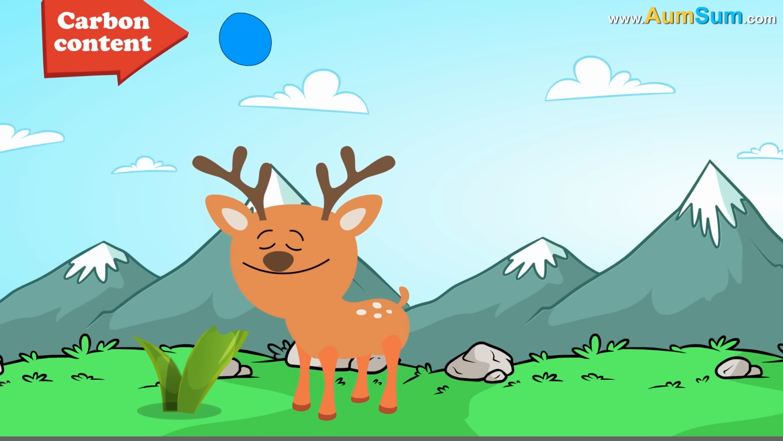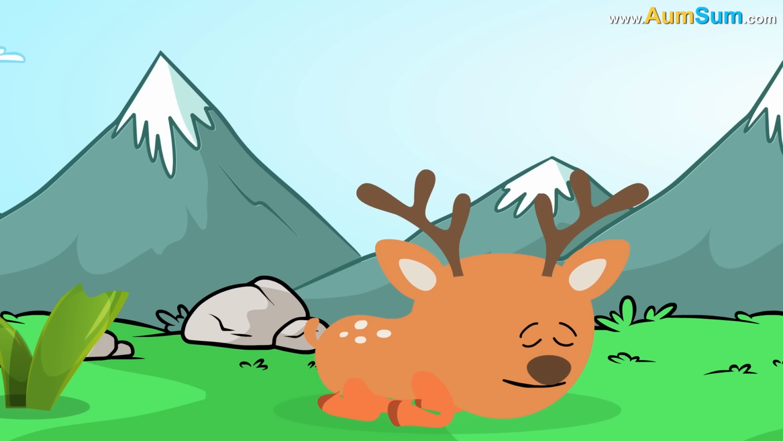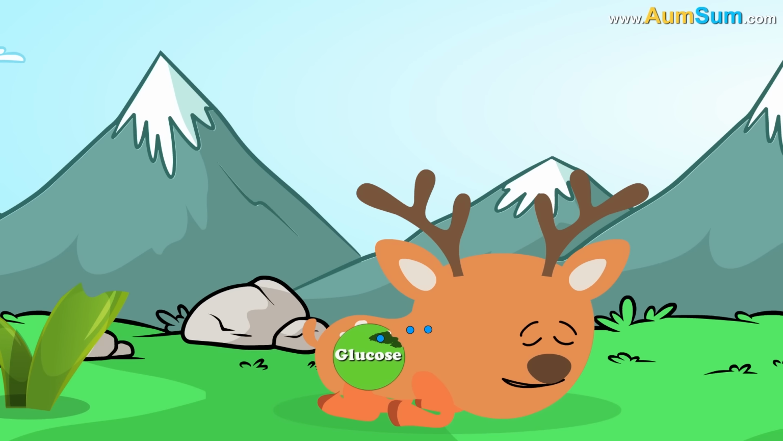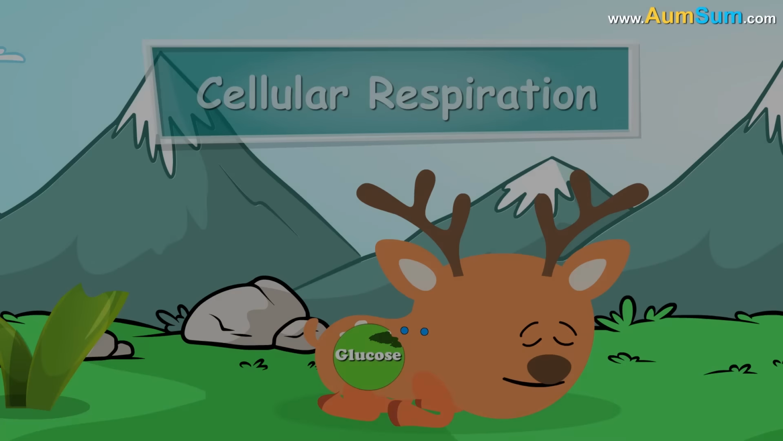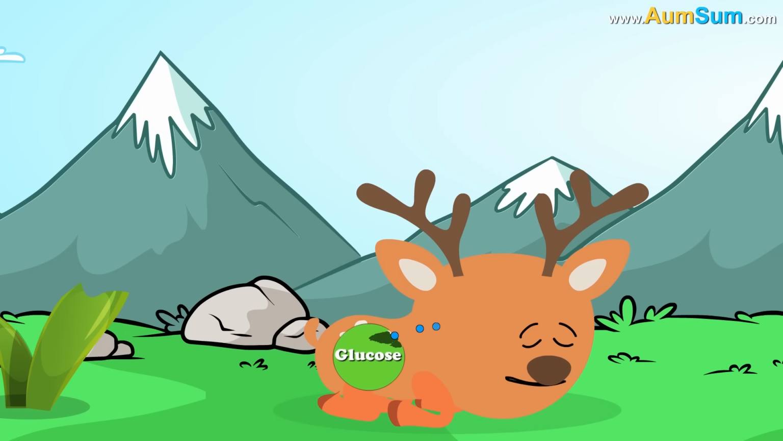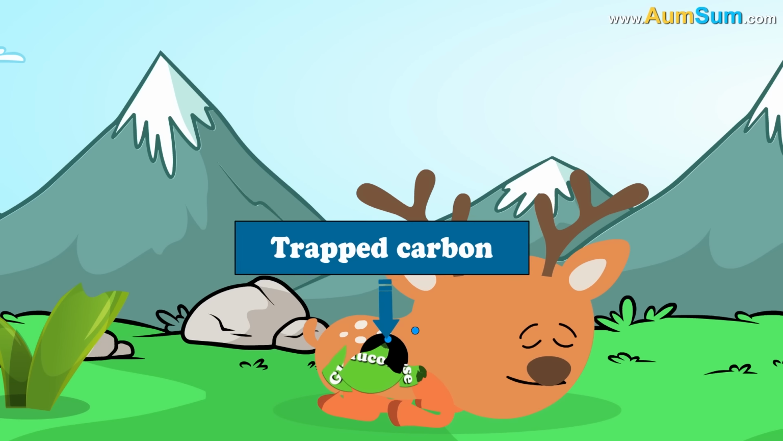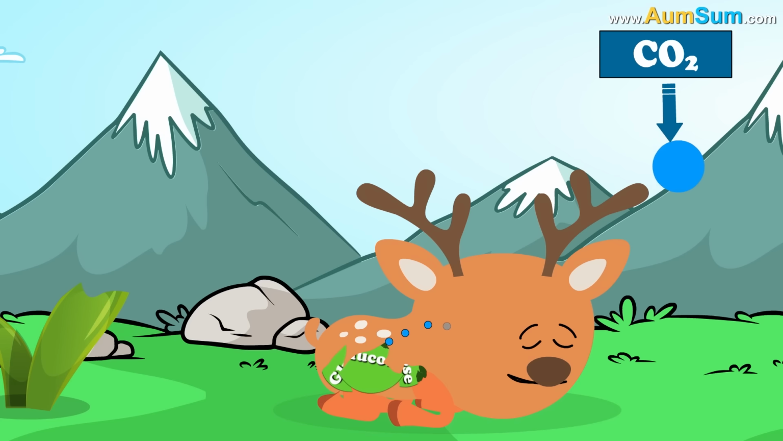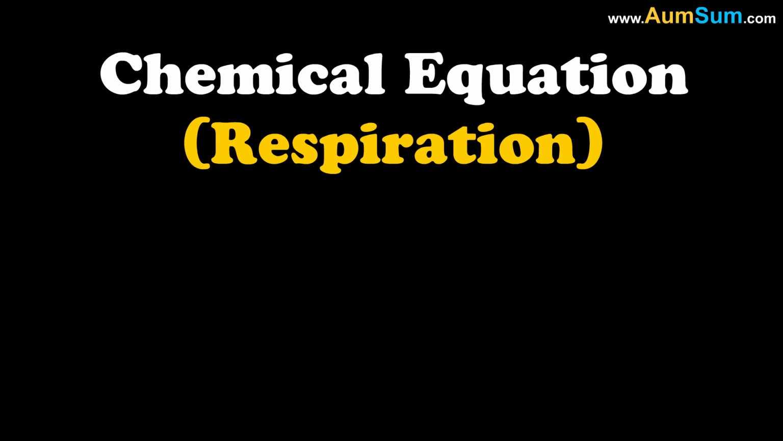How does that happen? When plants or animals need energy, they break down the carbon-containing glucose molecules through a process called cellular respiration. Just like we convert sugar to sugar syrup, this breakdown converts the trapped carbon into carbon dioxide, which is then released back into the atmosphere. This is the chemical equation of respiration.